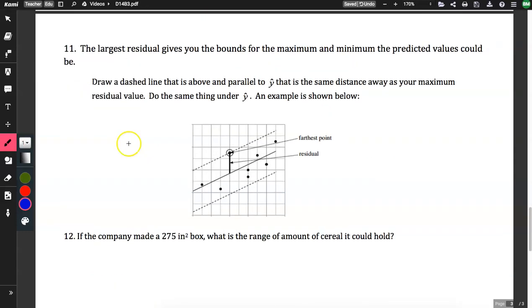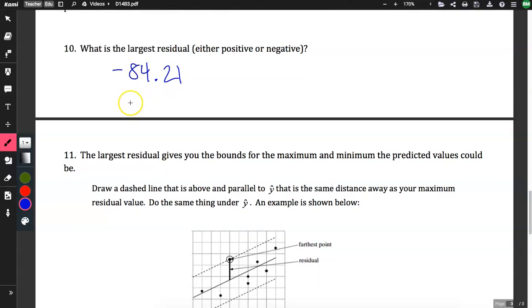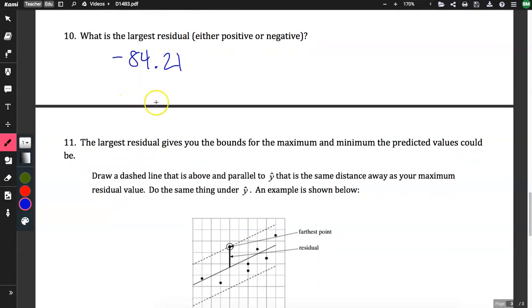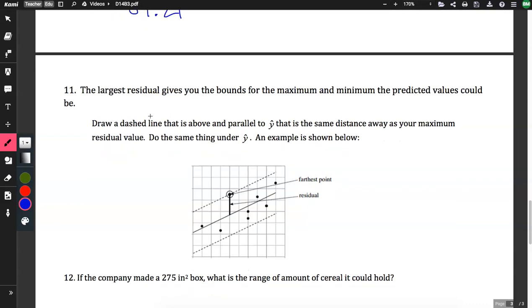The largest residual gives you the bounds for the maximum and minimum the predicted values could be, right? So this number tells us how far away from our line the residuals will move in either direction. It's giving us a range above and below the linear regression line. So it says draw a dashed line that is above and parallel to y hat, that is the same distance away as your maximum residual value. Do the same thing under y hat. An example is shown. I'm going to show you how to get those equations, and then we can draw them on the scatter plot.